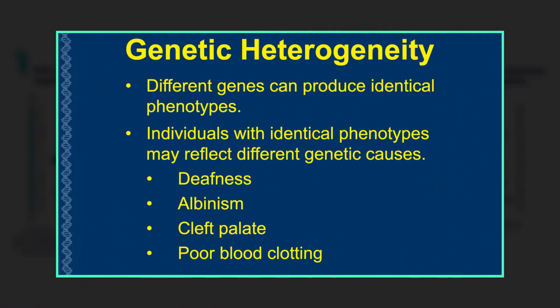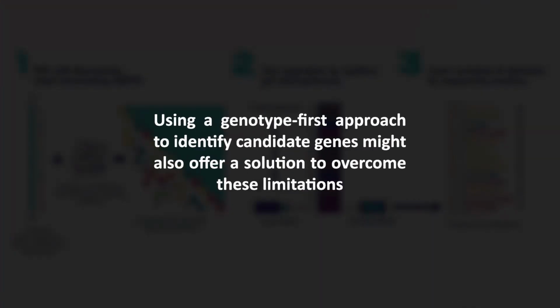Genetic heterogeneity and population ethnicity are also major limitations, as they may increase the number of false positive and false negative findings, which will make the identification of candidate genes more difficult. Of course, it is possible to reduce the stringency of the thresholds in the presence of heterogeneity and ethnicity. However, this will reduce the power to detect variants as well. Using a genotype first approach to identify candidate genes might also offer a solution to overcome these limitations.